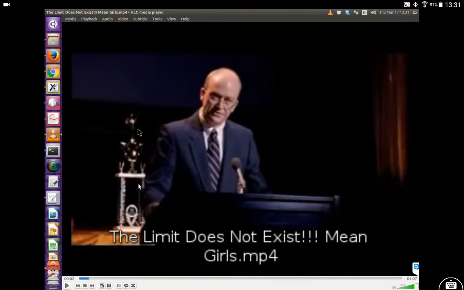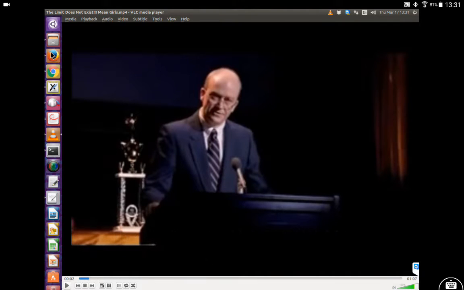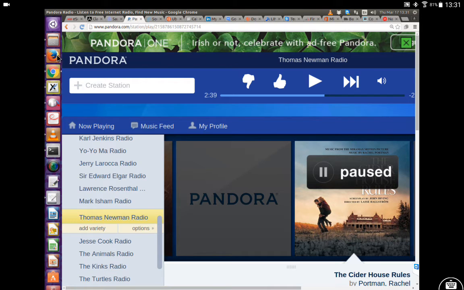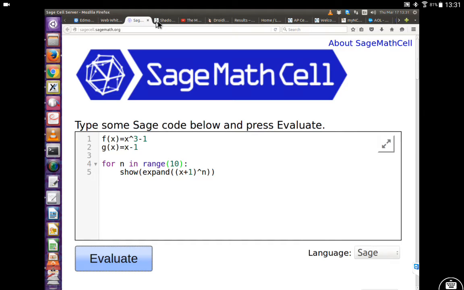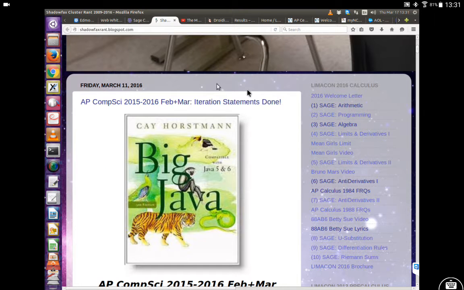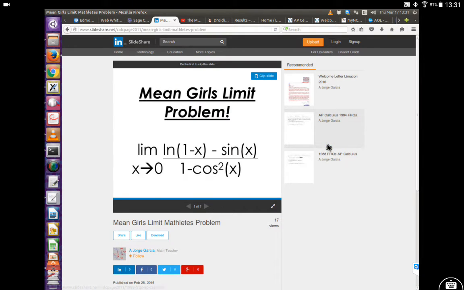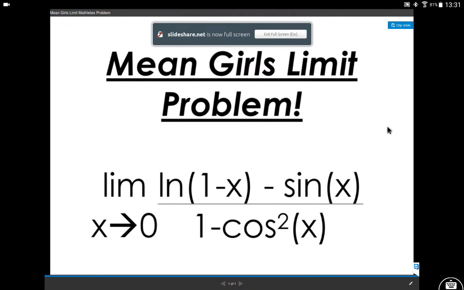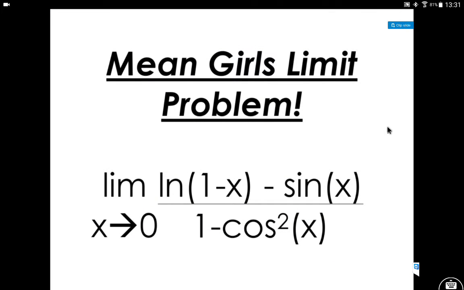Okay, so anyway, so the idea is, where did my blog go to? My blog disappeared. There it is. So here at the very beginning, here's the problem that she was doing. So the mean girls limit problem. It was the limit as x goes to 0 of ln of 1 plus x, 1 minus x, minus sine of x over 1 minus cosine squared x.